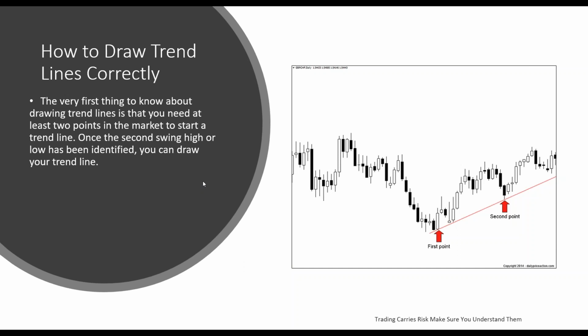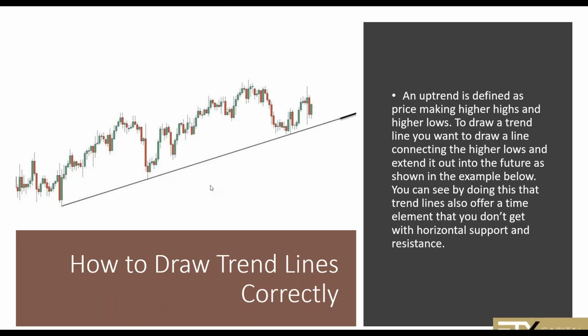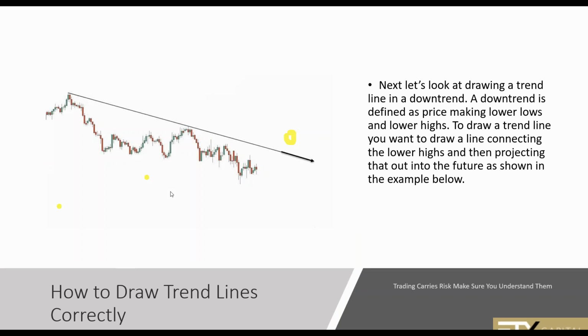So the very first thing you need to know about drawing trend lines is that you need at least 2 points to connect together. But it's not a valid trend line until it has a third touch. An uptrend is identified by price making higher highs and higher lows. So what we're looking at on the screen right here is a trend line we would have drawn based on these two points and projected forward. But until this third touch, this was just a trend line. It wasn't valid. It wasn't something we could use. You need a third touch to validate that trend line.